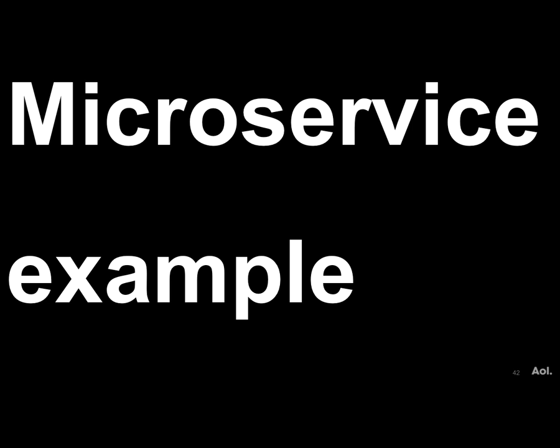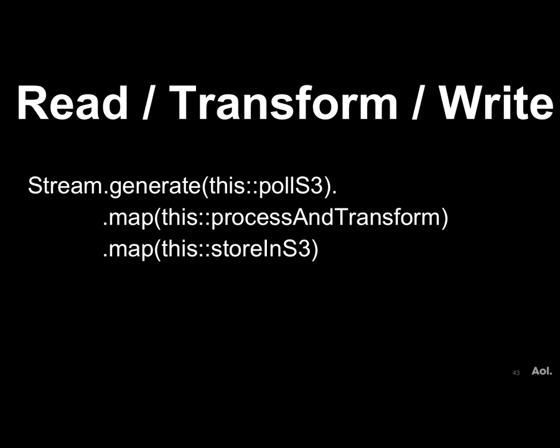This is a real microservice that one of my colleagues is currently building. And what he'd like to do, it's a basic read, transform, write, but what he wants to do is read data in from S3. He wants to transform it in some way and then store it back into S3. Now the Stream API as it stands isn't particularly suited for this type of task, and we'll talk through why that's the case.